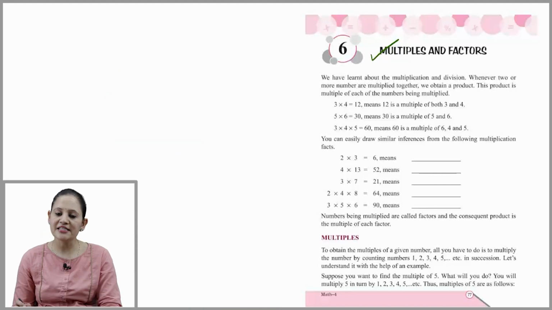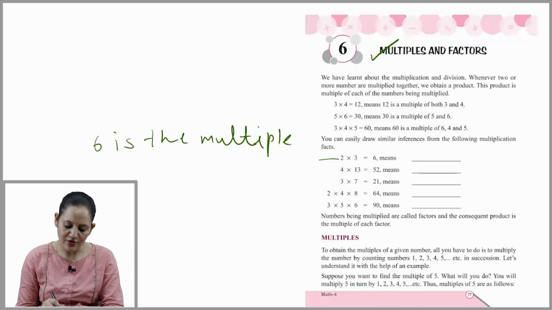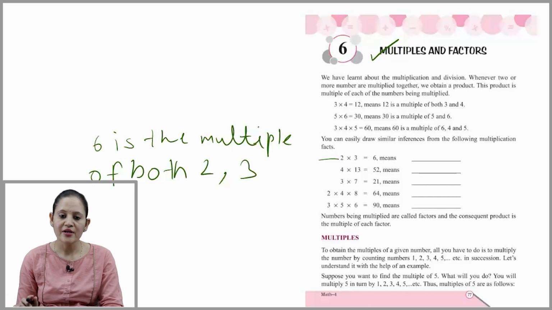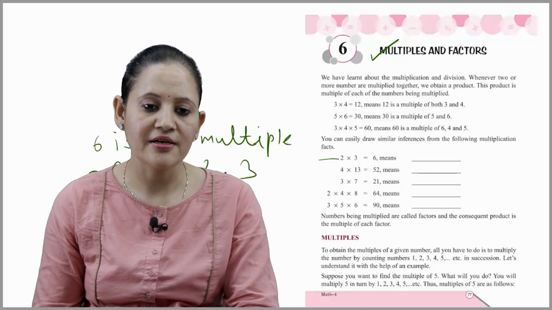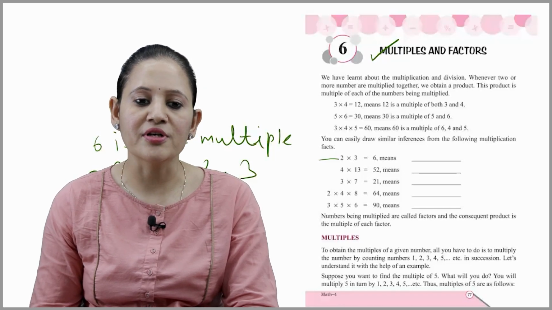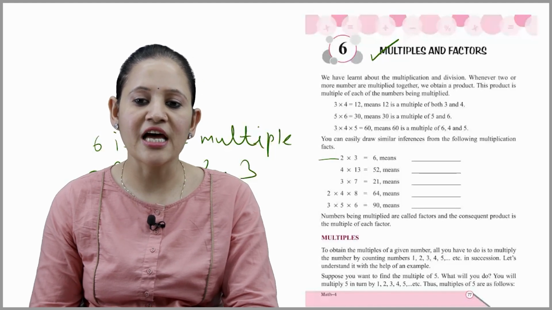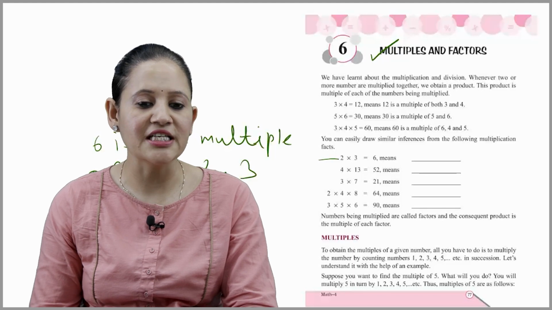2 into 3, that is 6. That means 6 is the multiple of both 2 and 3. Clear? 2 और 3 दोनों का मल्टीपल होगा. Clear? Numbers being multiplied are called the factors and the consequent product is the multiple of each factor.